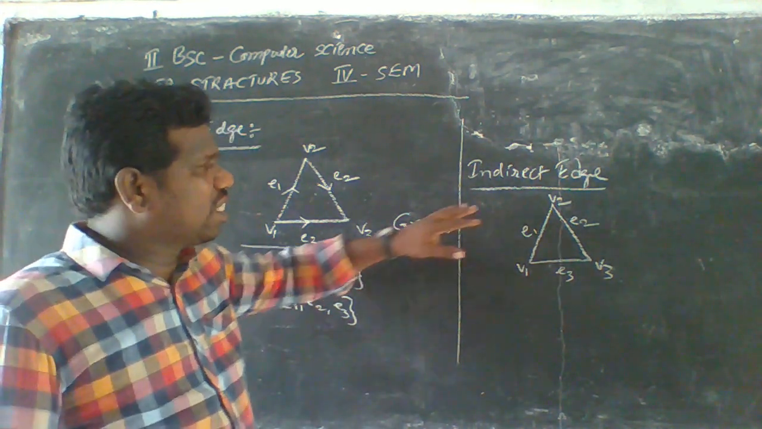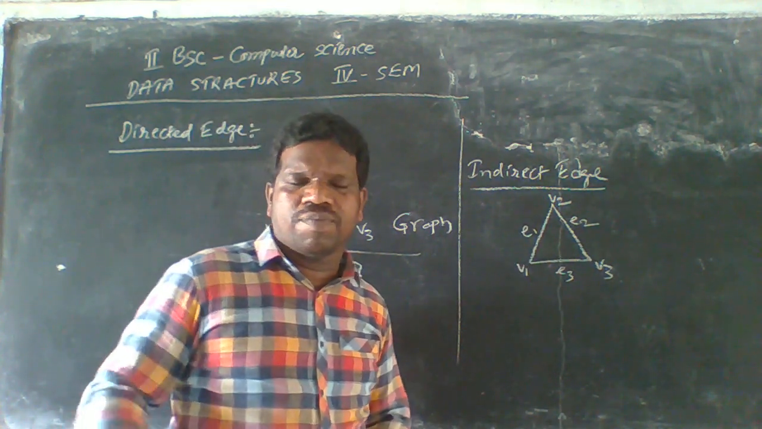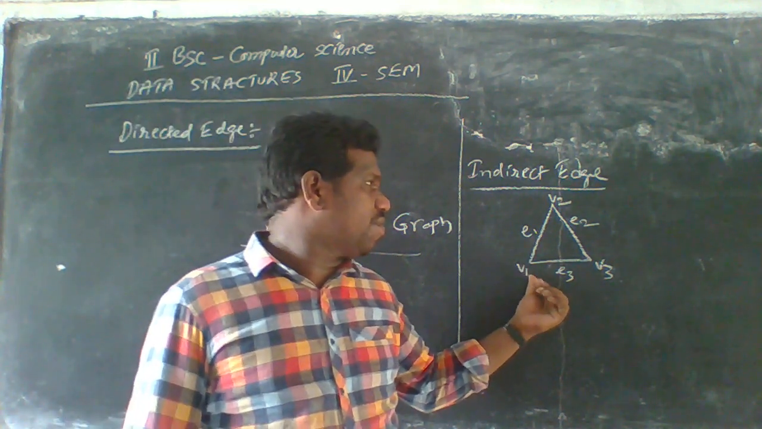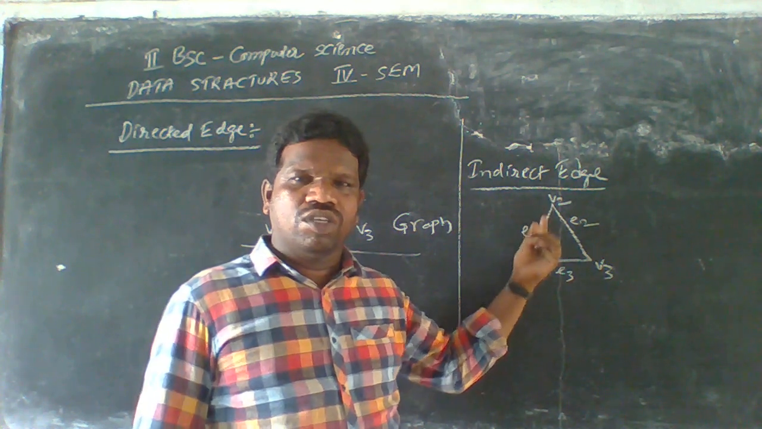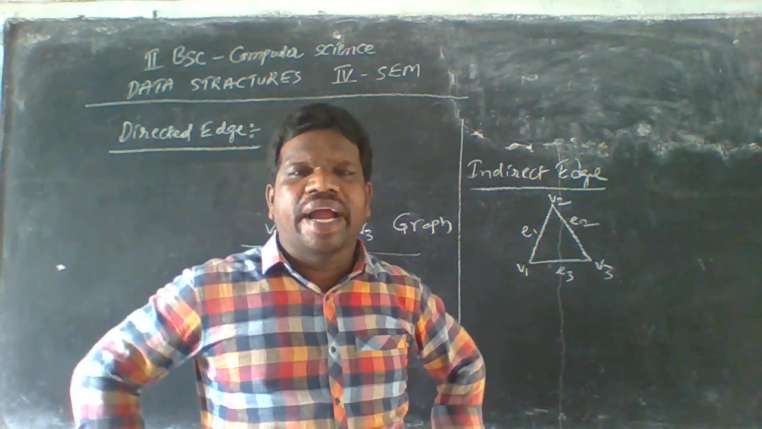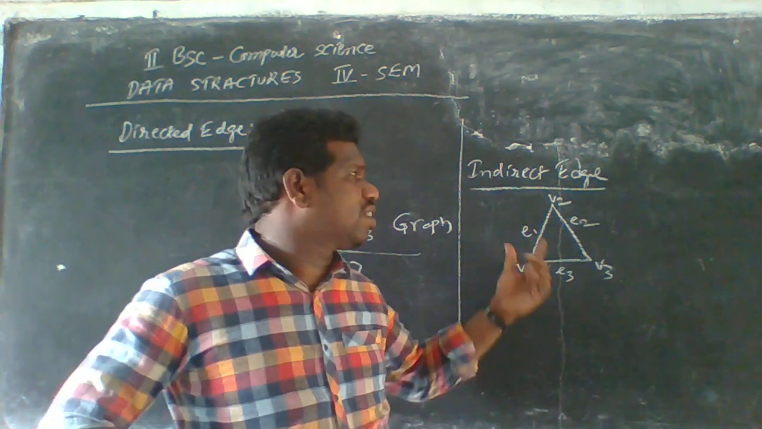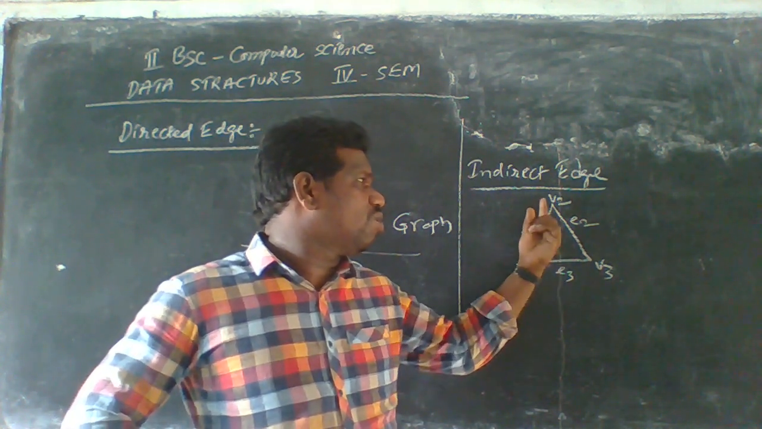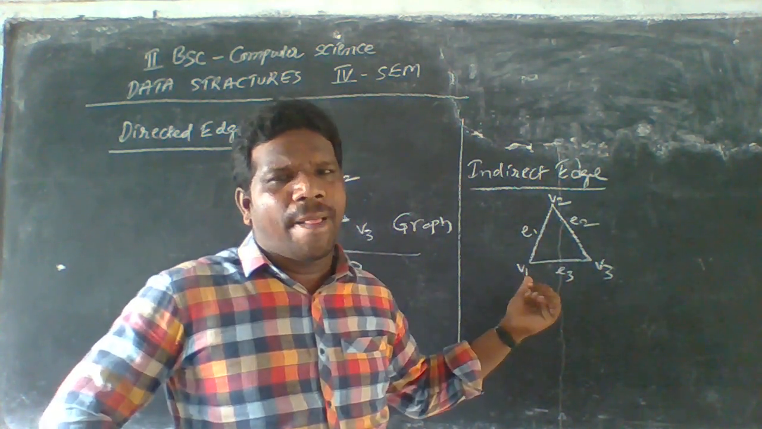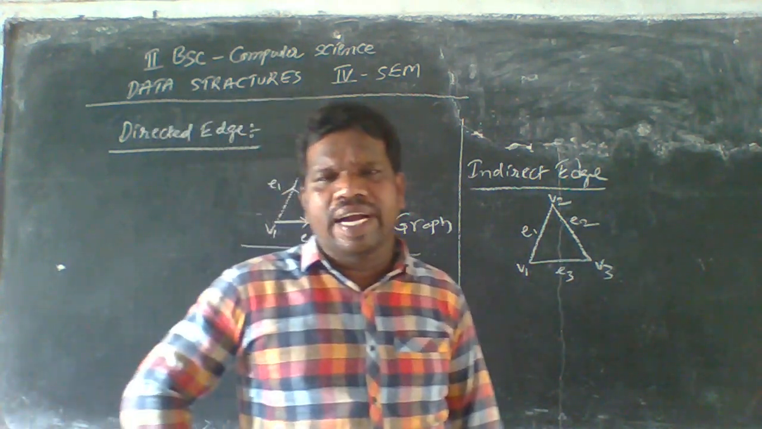While using the indirect edge, it does not follow any direction from any vertex to any vertex. So here we can go V1 to V2 or V2 to V1, because it accepts only bidirectional graphs. In the bidirectional graph, V1 to V2, we can follow V2 to V1 also, because it does not follow any directions. That's why we can simply follow it in the bidirectional graph.